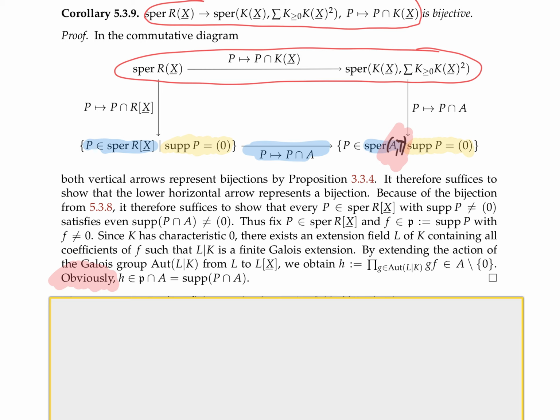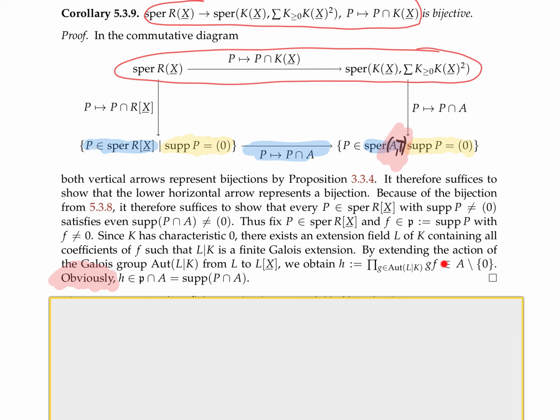Namely, what's the point here? The idea is that H lies in A, that we have just shown, right? But the idea why it lies in P is that H is a multiple of F. F lies in P, and H is a multiple of F, so H lies in P. But that's not a valid line of argumentation, because H has coefficients over K, right?